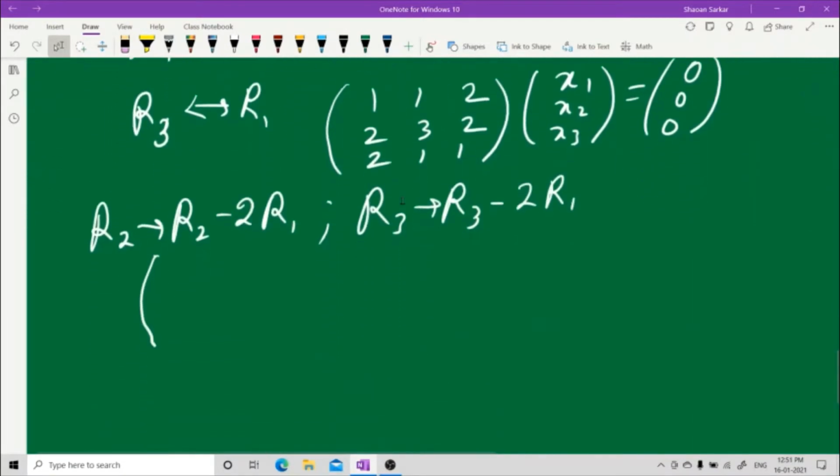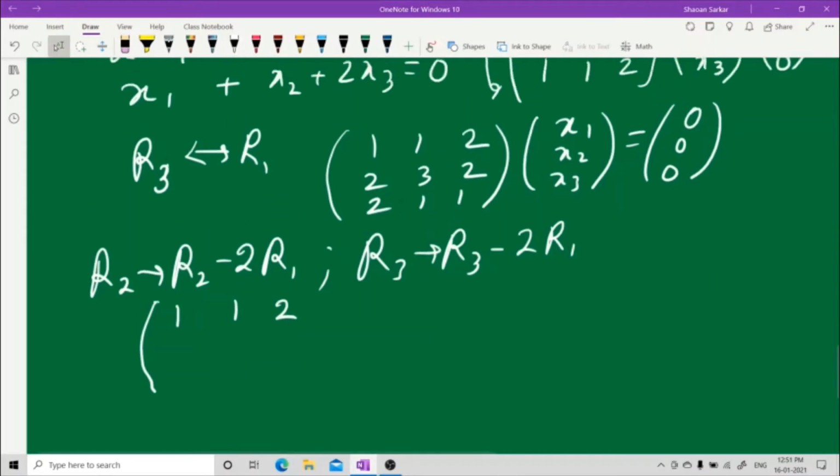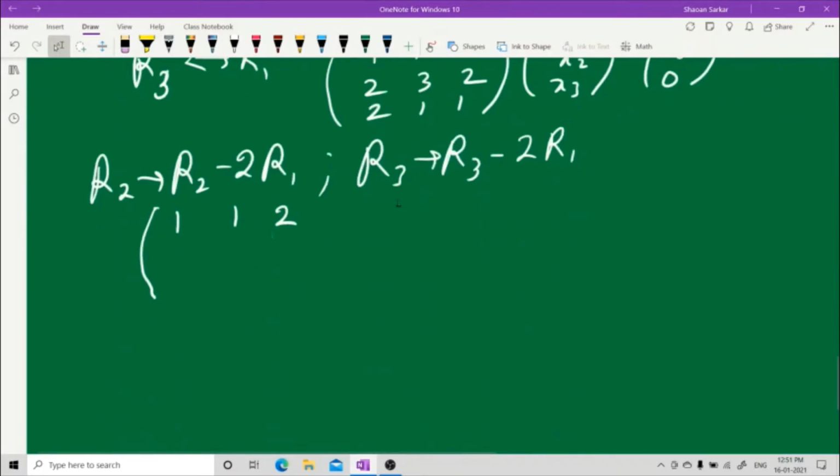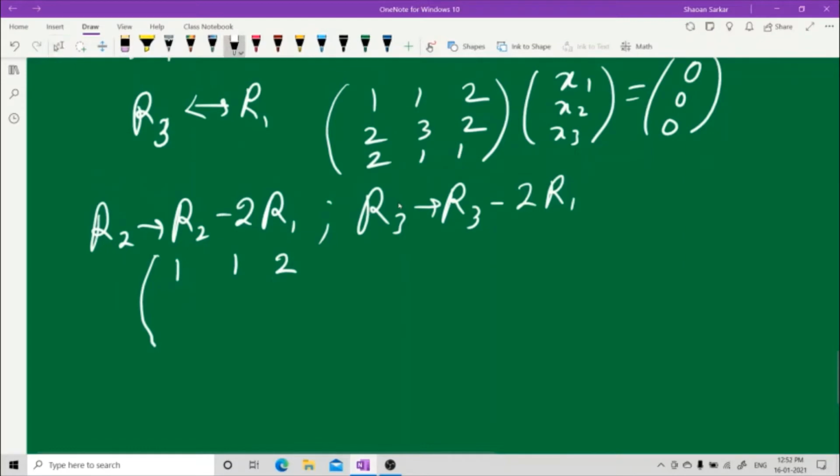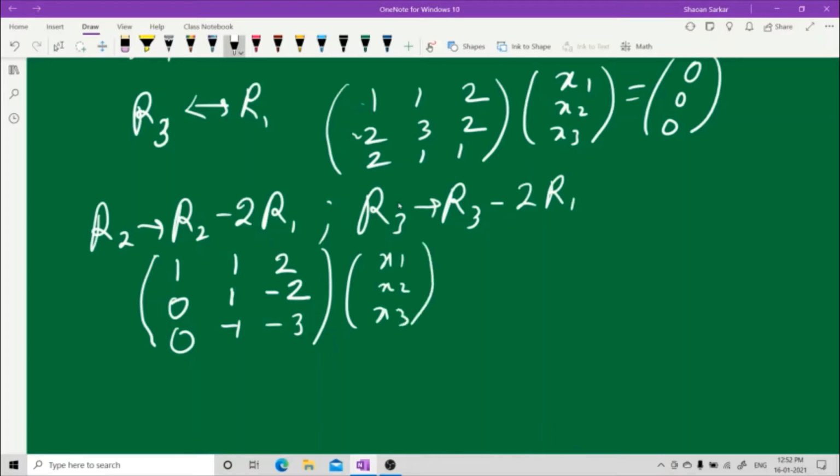Now the thing is that I'll get, let me take some more space. So now you have 1, 1, 2. Then 2 minus 2 is 0. 3 minus 2 is 1. 2 minus 4 is minus 2. Now you have 2 minus 2 is 0. 1 minus 2 is minus 1. And 1 minus 4 is minus 3. And then you have x1, x2, x3. These are all zeros, and 0 subtracted with 0 will give me 0 only.